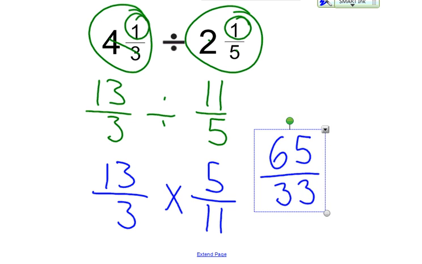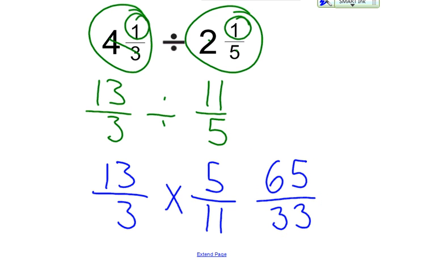And so I'll scoot that over there like that. And 33 goes into 65 one time, which is going to give us a remainder of 32. And so in the end, our fraction is going to be 1 32/33rds. That's a funny fraction to say, but that's what it is.